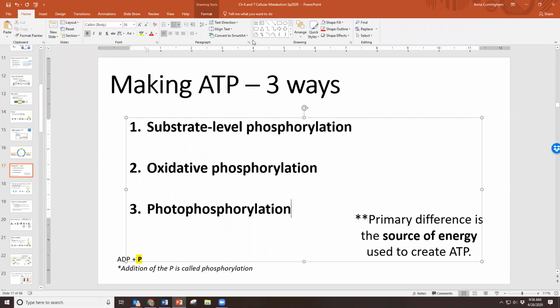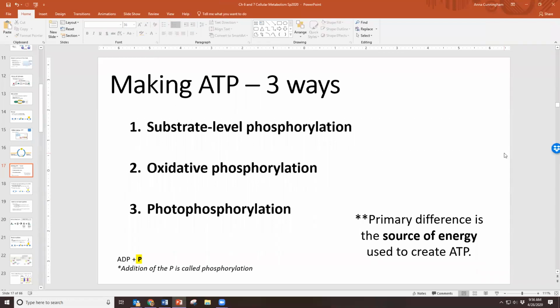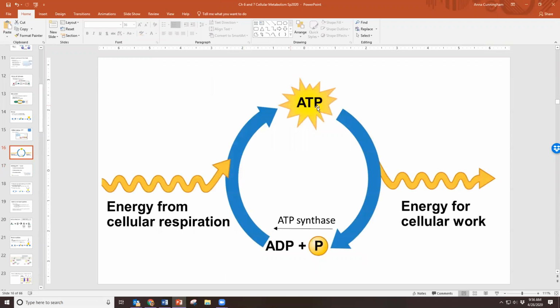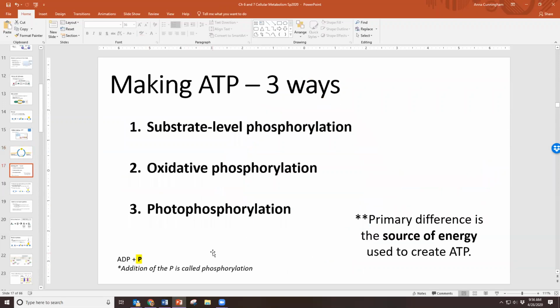Okay, so we were saying that we have 3 ways of making ATP. We have substrate level phosphorylation, oxidative phosphorylation, and photophosphorylation. All of these are serving to create that bond and generate ATP, so add that phosphate group. That's what we refer to with phosphorylation. So the big thing that differentiates these 3 different mechanisms is where that energy is coming from. Okay, so let's go through these.